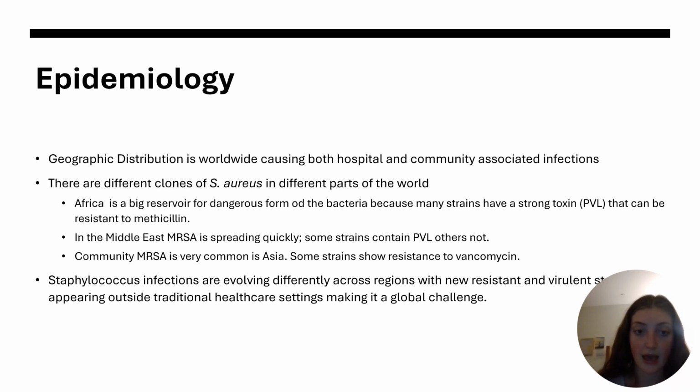In Africa, it can be seen that there's a big reservoir for the bacteria because many strains have a strong toxin, PVL, and can be resistant to methicillin. In the Middle East, MRSA is spreading quickly. Some strains contain PVL, others don't. Community MRSA is very common in Asia. Some strains are resistant to vancomycin, others are not.